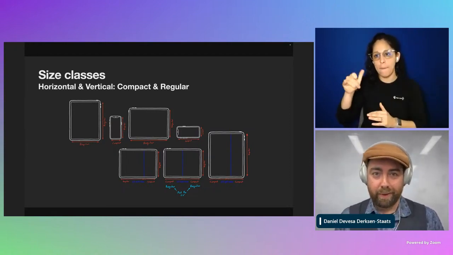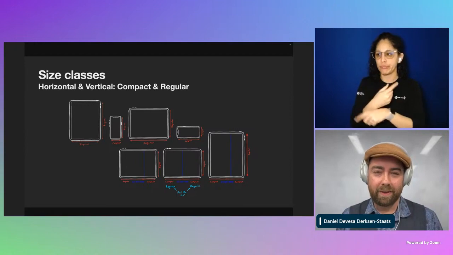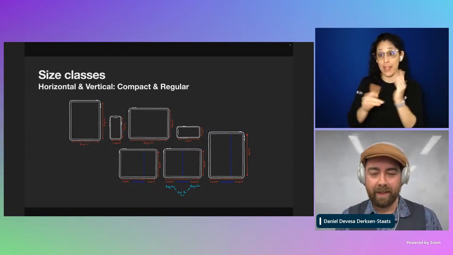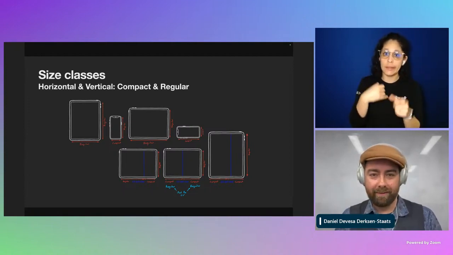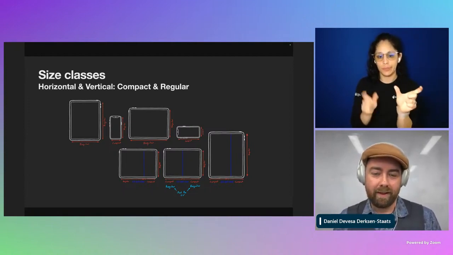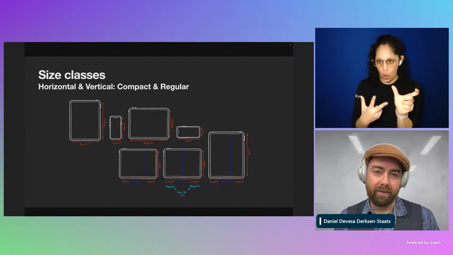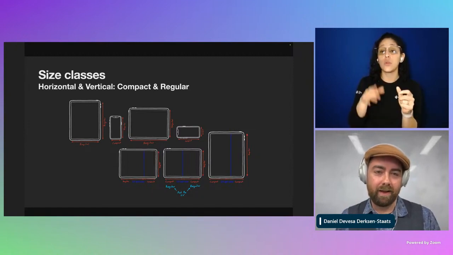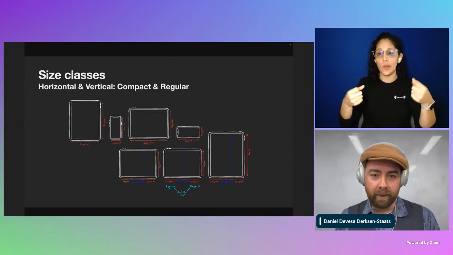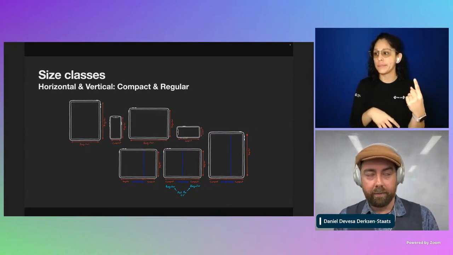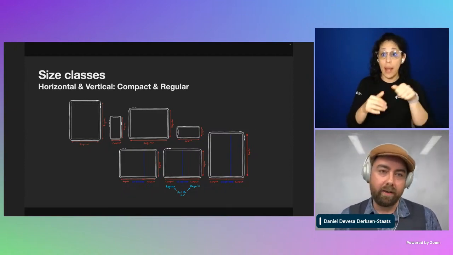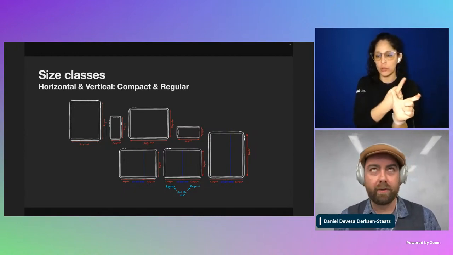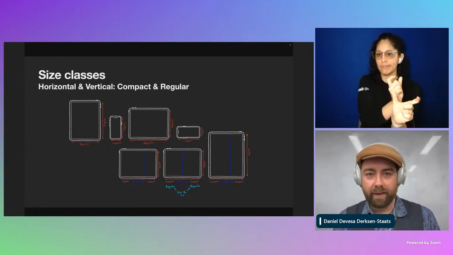But that's not all, because on iPad you also have split screen. So if you have two thirds and one third for split screen, the smaller one is compact for the horizontal size, and the app that is taking more space on the screen has a regular horizontal size. Just so you get the idea.